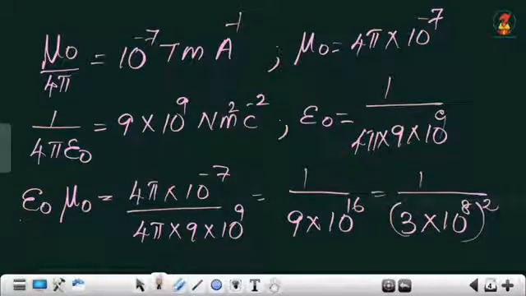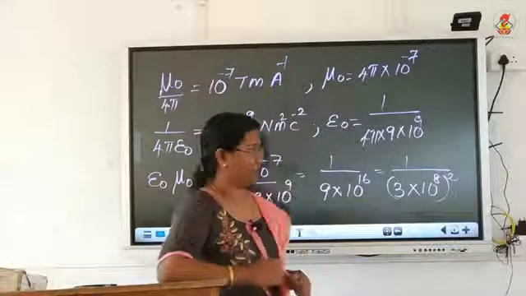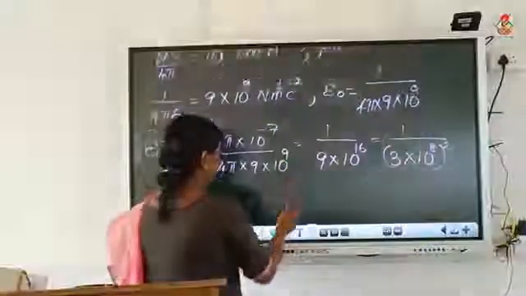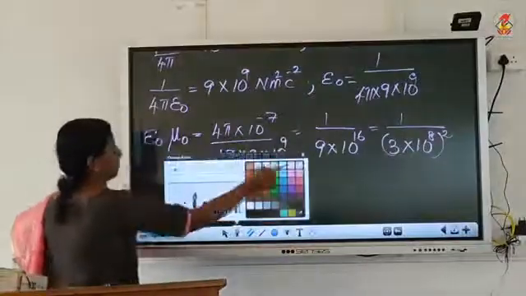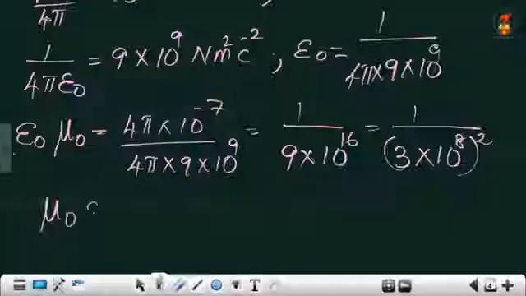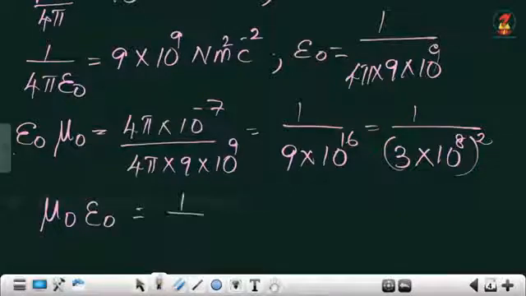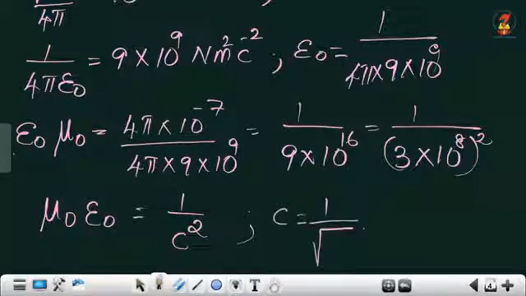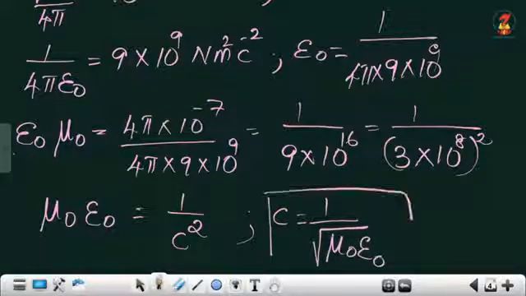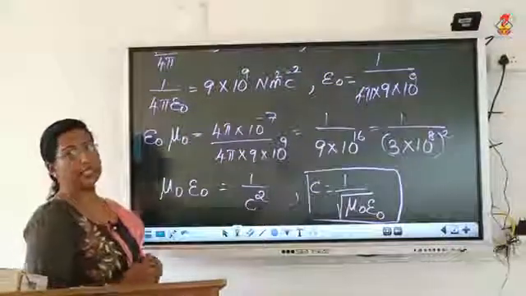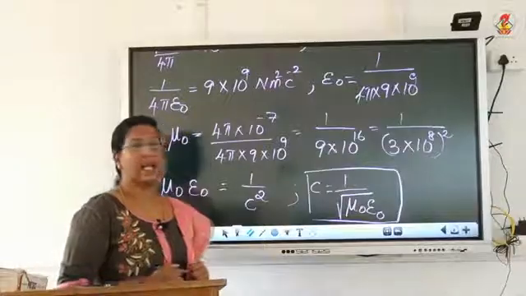Now what is 3 into 10 raised to 8 the whole square? 3 into 10 raised to 8 is the speed of light. So we can write this equation as mu 0 into epsilon 0 is equal to 1 by c square, or c is equal to 1 divided by root of mu 0 into epsilon 0. This is the relation between c, mu 0 and epsilon 0.